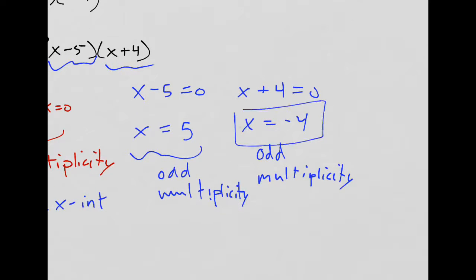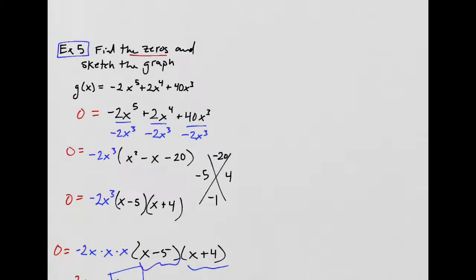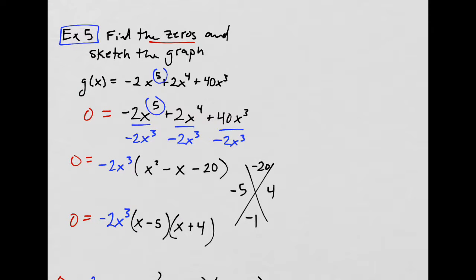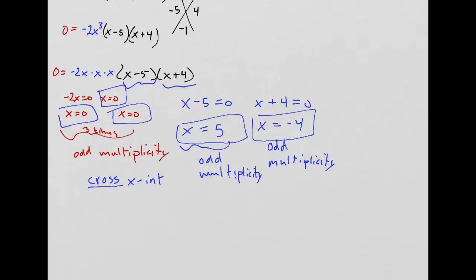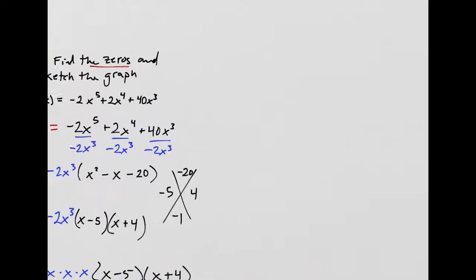So those are my zeros. And I have 0 actually 3 times. I have 5 total. Look at this. Amazing. It told me that I was going to have 5. And then these are all odd multiplicities, so they all cross at these x-intercepts. So now I can almost sketch the graph, but I need to think about the end behavior first.